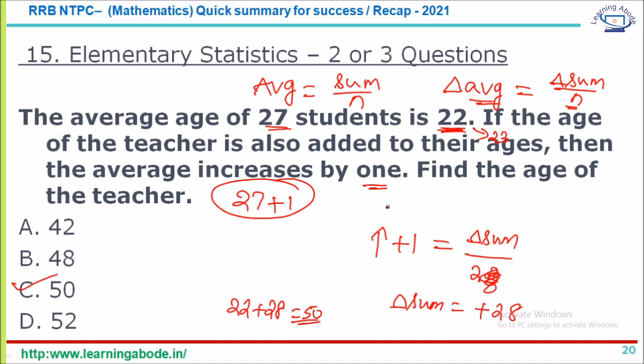Direct calculation. No, you don't have to do any of this. Actually the question is as simple as what is 22 plus 28, right? That's all. That's the question, right? That's the answer. 50 is the answer. Okay.